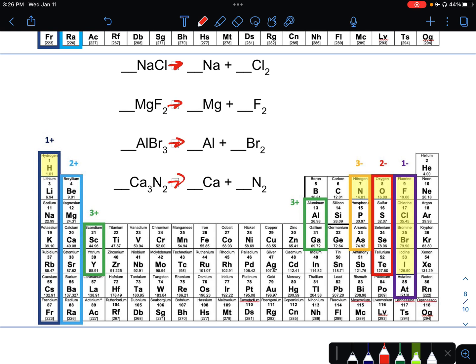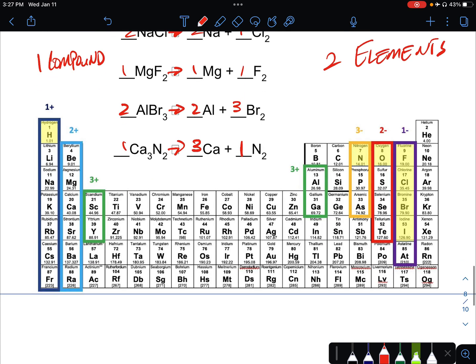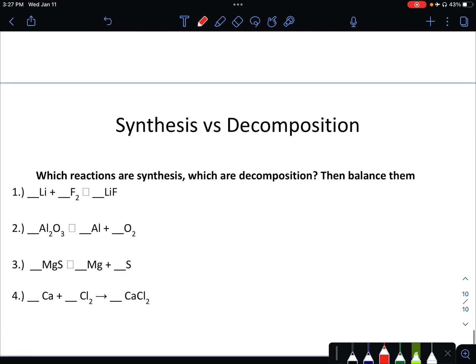Again, you know, notice here, 1 compound on this side, and then 2 elements. All right. If I were to balance these quick, I'd put a 2 there and a 2 there. With a 1 there, this would be a 1s. All right, I'd put a 3 there, a 2 there, and a 2 there to balance that one. I'd put a 3 there, 1 there, 1 there if you want more balancing work. Okay, so a mix of these.